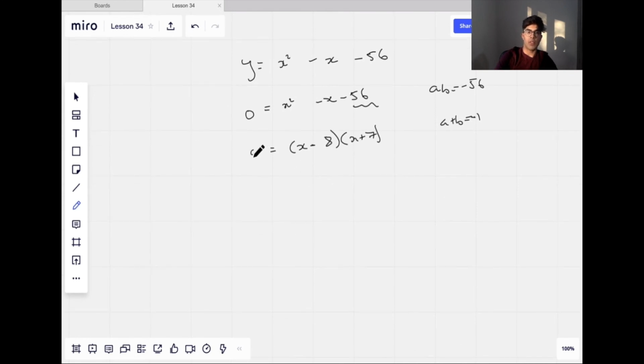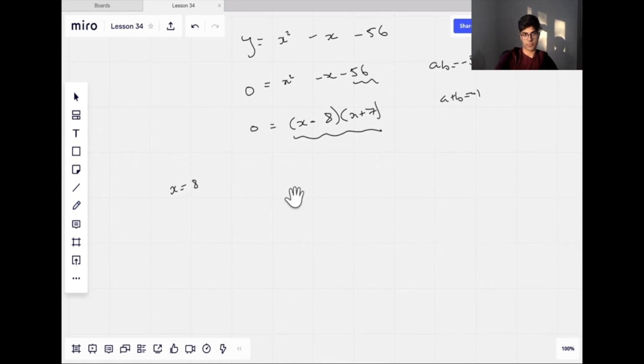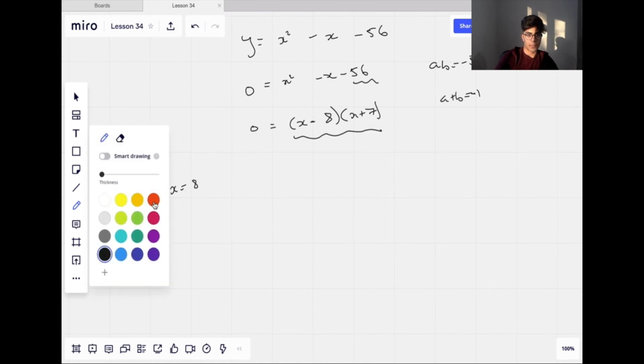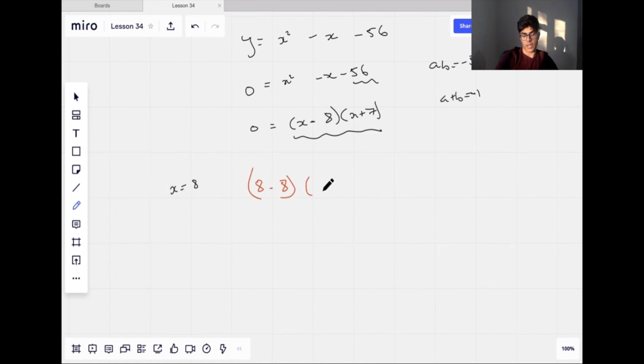And this equals 0, right? So for what values will the right-hand side equal 0? Well, if x equals 8, then on the right-hand side you have 8 minus 8 times 8 plus 7, which is equal to 0 times 15, which is 0. So when x is equal to 8, that's one of the roots. So one of the roots is (8, 0).